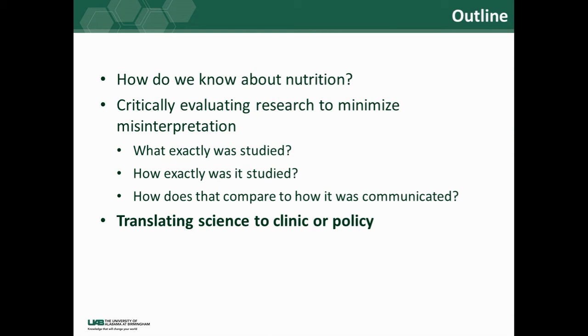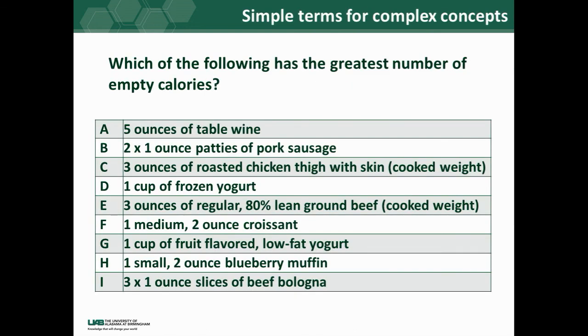So what can we do about it? How do we actually translate science to clinic or policy? One example that I like to give is the idea of empty calories. Let's say that we actually have great, solid, hard evidence that decreasing empty calories is beneficial, whether it's decreasing them ad libitum or in a controlled setting. The question is, is it useful as a recommendation?